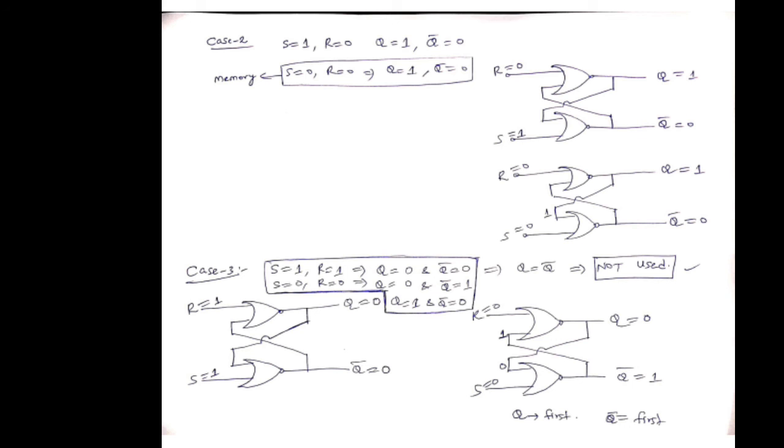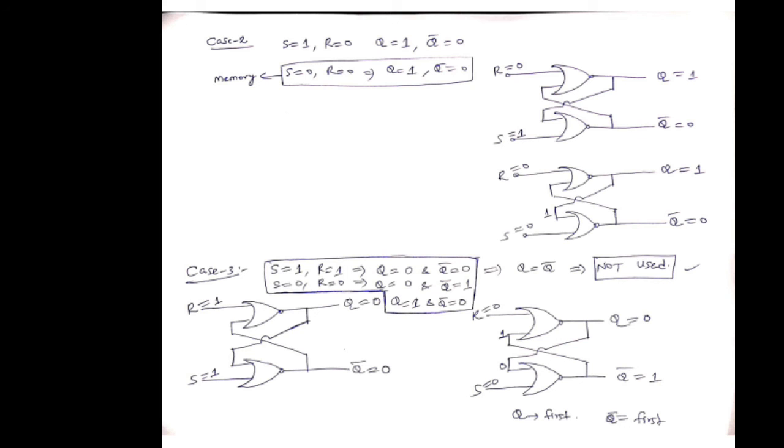You can check. When S is equal to 1, R is equal to 1, what happens? If any one of the inputs of this NOR gate is 1, the output is 0. And for this one also, when S is equal to 1, any one of the inputs of this NOR gate is 1, the output is 0. That means Q is equal to 0, Q bar is also 0. Is it a true statement? No, it is not a true statement, because Q and Q bar should always be complement to each other. Because of that reason, it is a not used case.